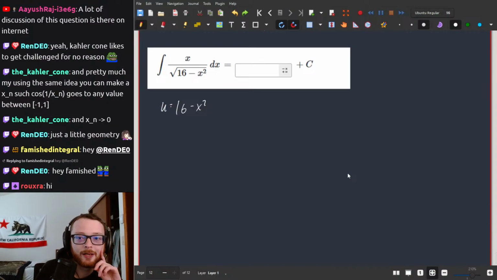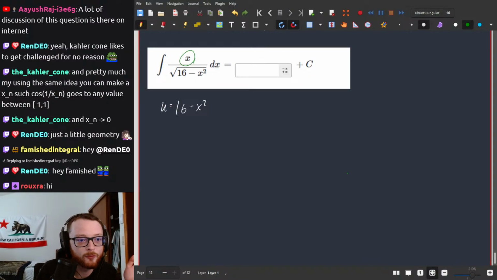And it is going to work out here because x is basically the derivative of x squared. We don't care about the 2 that's going to come out. That's fine.